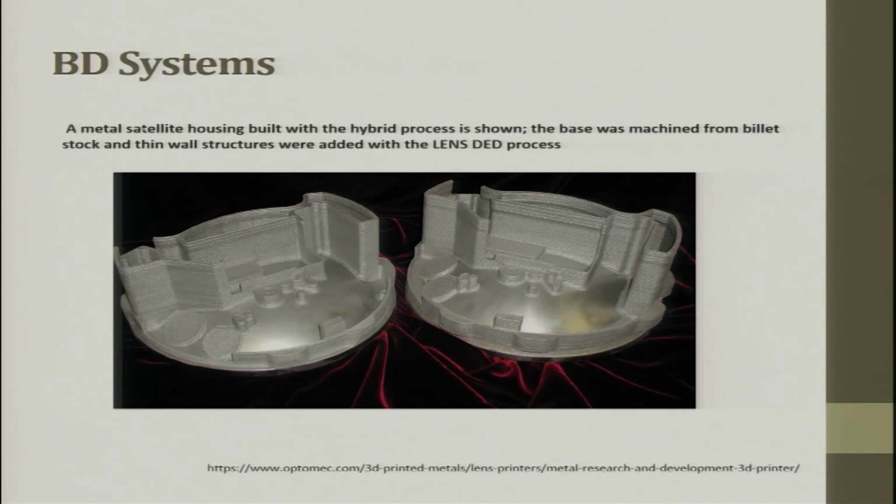So, this is a metal satellite housing built with a hybrid process. The base was machined from billet stock and the thin wall structures were added with the LENS DED process. So, thin wall structures, this is all done by LENS. These are thin wall structures.